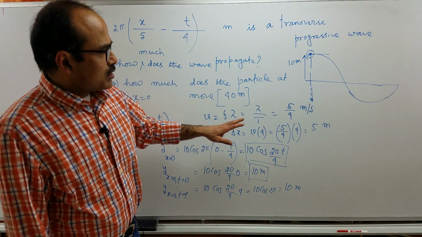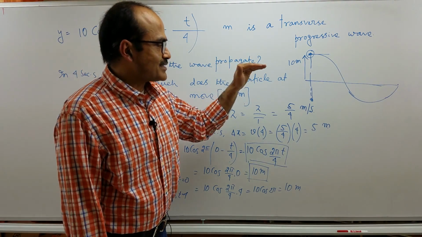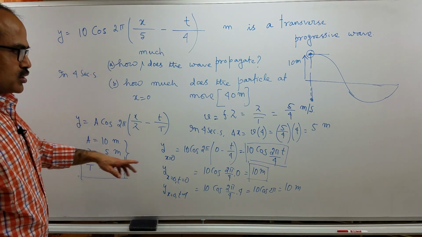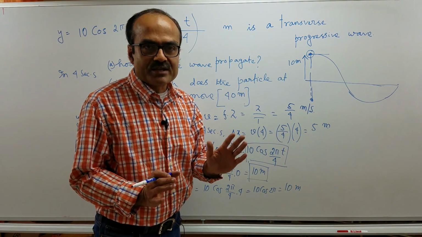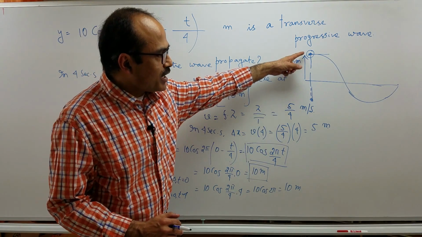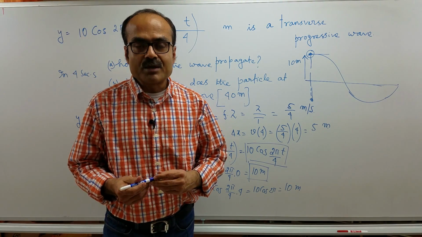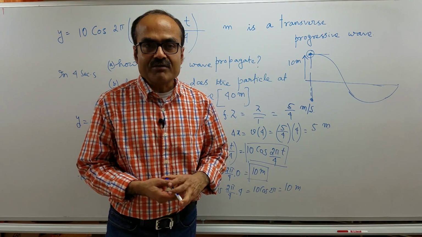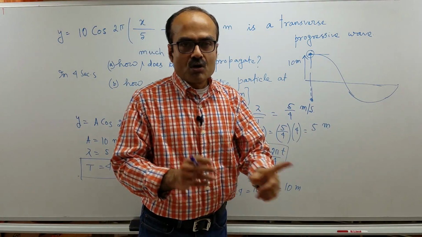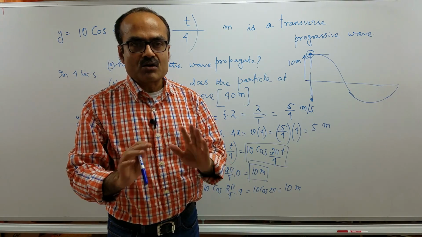So, in capital T seconds, the wave advances through lambda. 5 meters is the wavelength lambda, so the wave advances through 5 meters. In other words, the wave advances through one wavelength while one particle completes one oscillation. That is the most important point about a progressive harmonic wave: in one time period, the wave advances through one wavelength while one particle completes one simple harmonic oscillation.